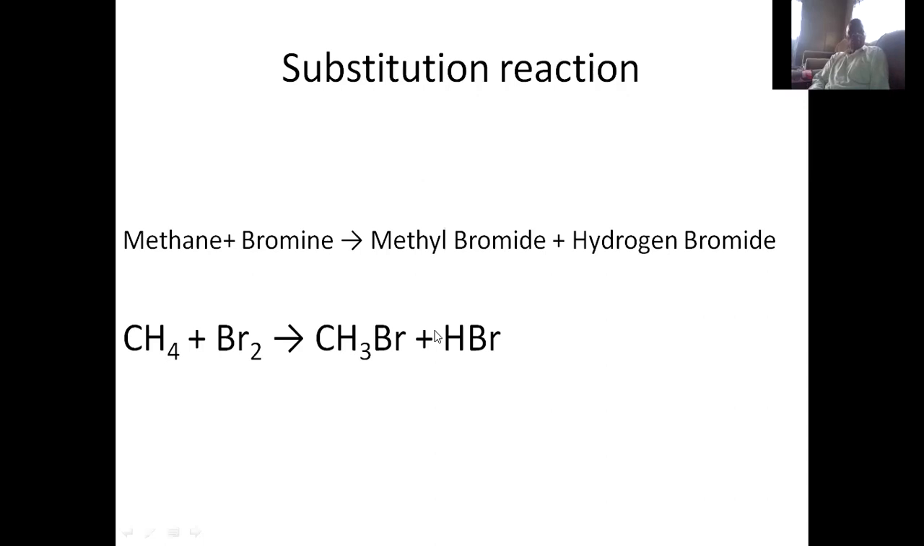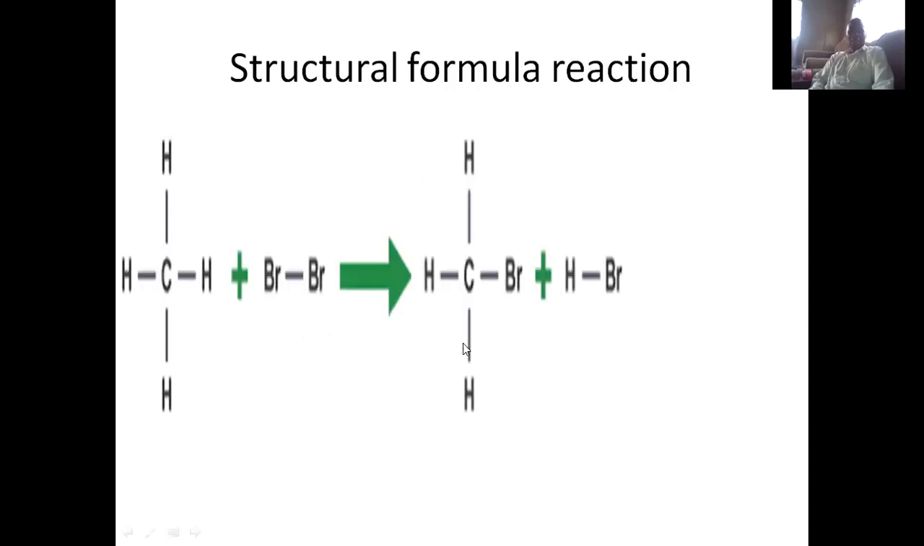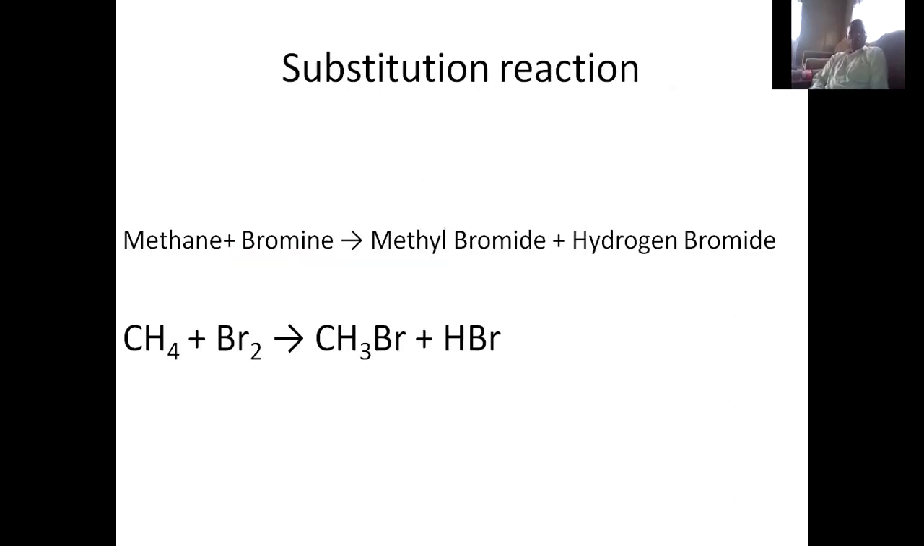Let me give an example of one of the alkanes and one of the halogens. So methane plus bromine gives methyl bromide plus hydrogen bromide. The substitution is such that methane has 1 carbon and 4 hydrogen atoms. One halogen, bromine, will substitute 1 hydrogen. So we are going to remain with 3 hydrogen atoms, and bromine would have replaced one of them. This is what is known as the substitution reaction. The hydrogen which has been substituted will react with the other bromine to form hydrogen bromide. So this is the reaction during the substitution reaction of alkanes.